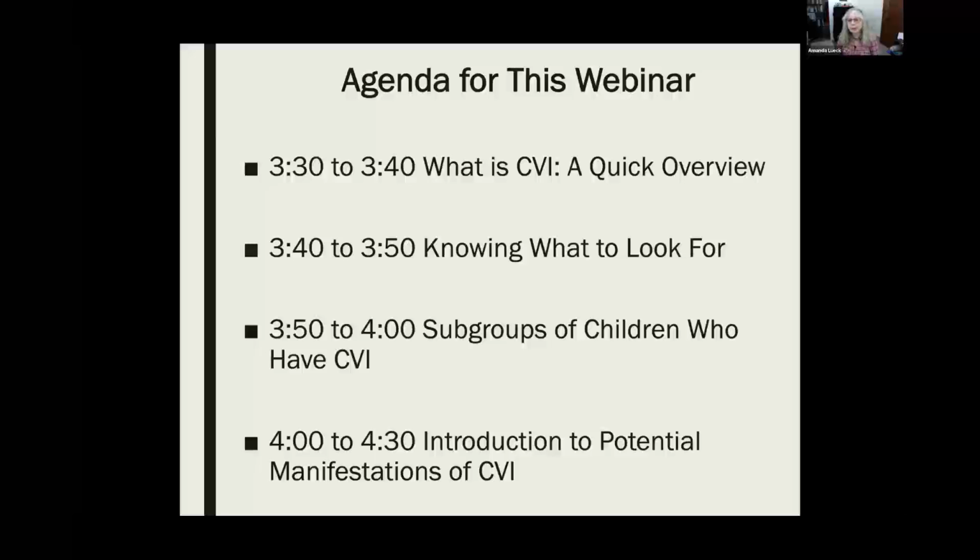The agenda is, first we'll do a quick overview of CVI, talk about knowing what to look for with CVI, and talking about the CVI profile throughout this whole series of webinars, talk about the subgroups of children who have CVI, and also the introduction to the potential manifestations of CVI, which we'll delve more deeply into as we go through the webinar series.